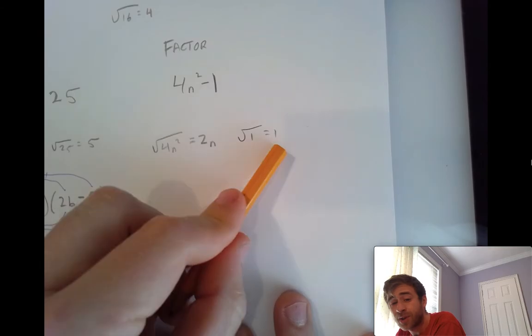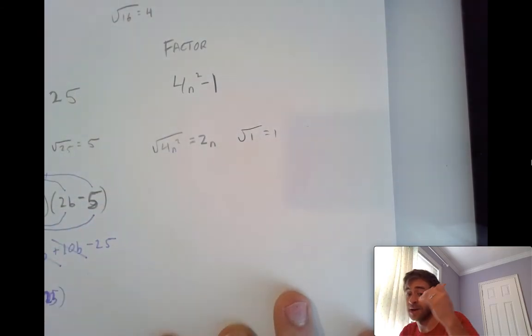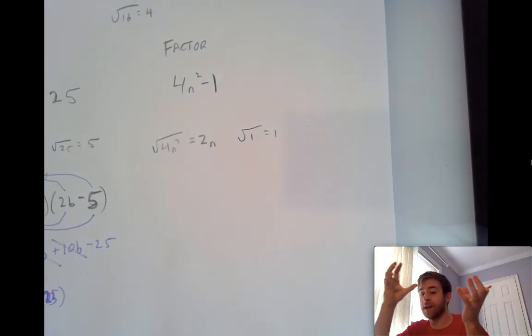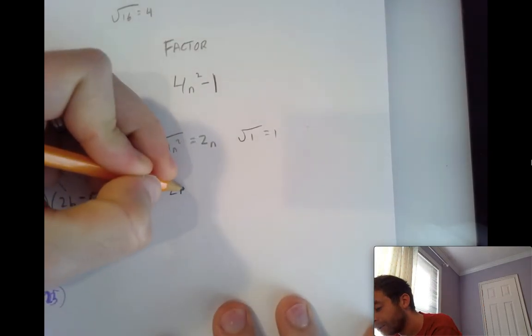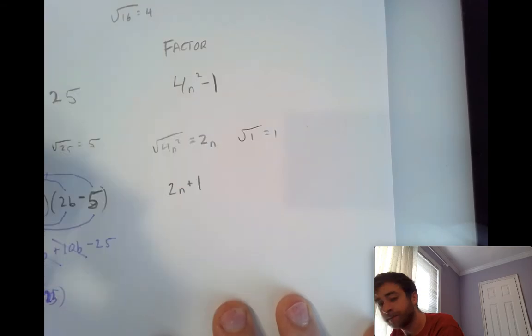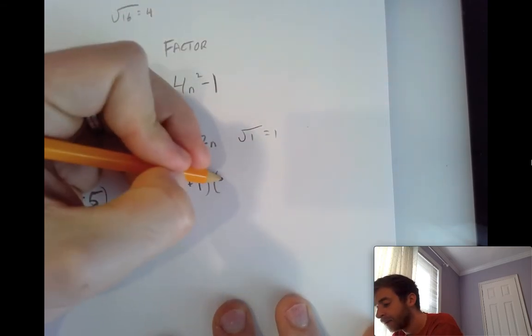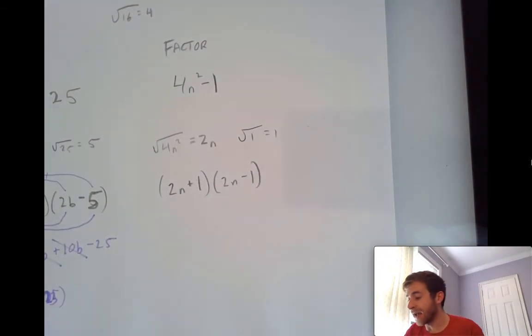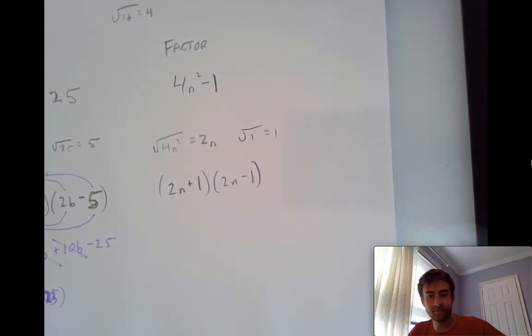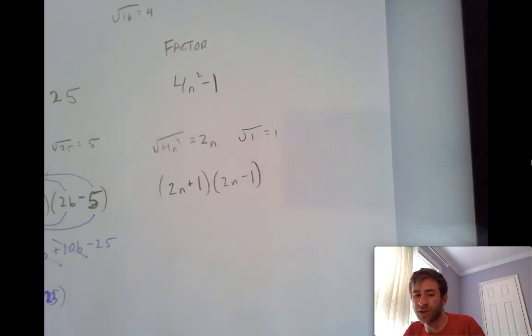And now that I have the two square root terms, I'm just going to add them in one and subtract them in the other to get my two parentheses. So it'll be 2n plus 1 and 2n minus 1. And that is it, right? I guess since this is our last example, we'll just double check to show that it works and why it works. But that is difference of perfect squares factoring.